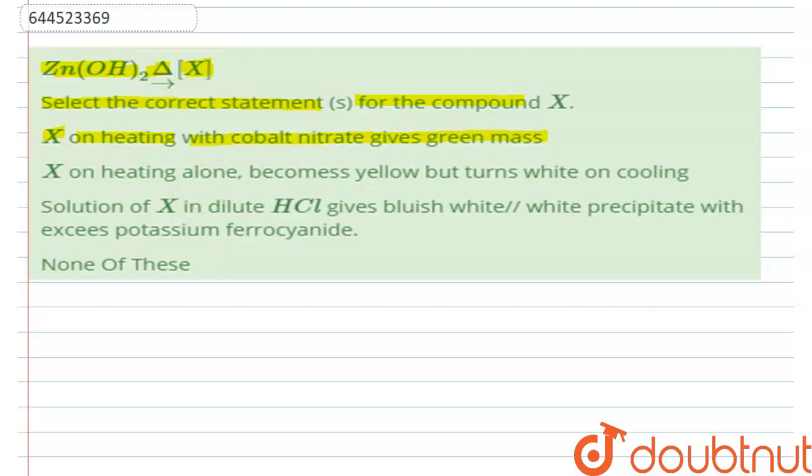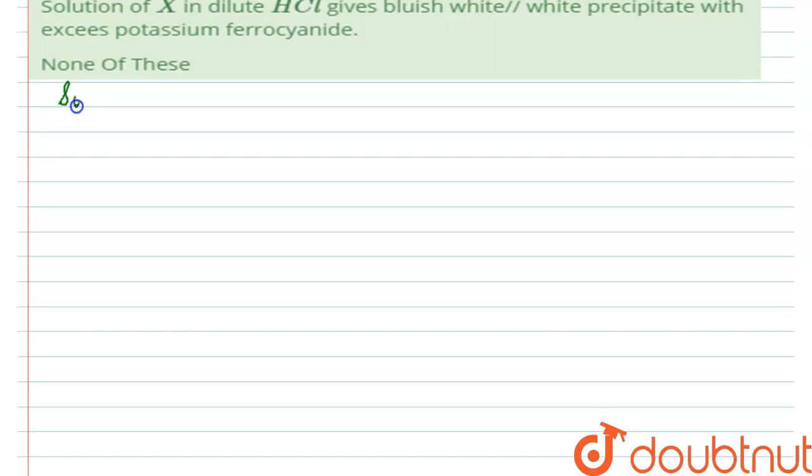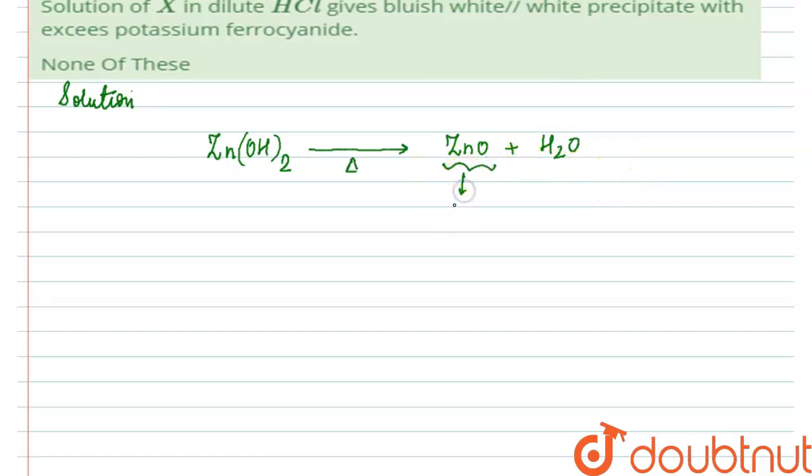To solve this question, let us first complete the reaction given to us. We have Zn(OH)2, zinc hydroxide. When it is heated, we get ZnO and water is given off. This ZnO is the compound X, which is white in color. So this is the white powder that we get on heating Zn(OH)2.